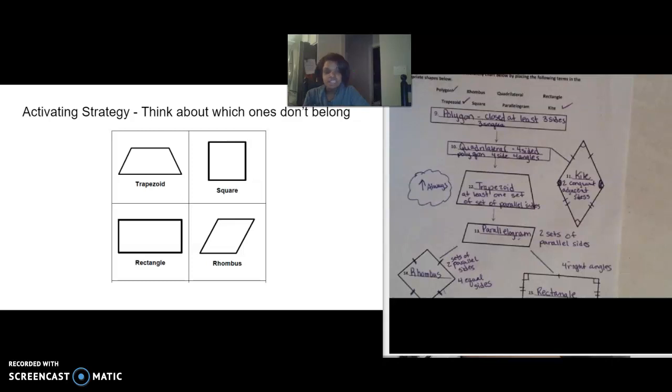Guys, we're talking again about 2D figures. So here's our activating strategy for the day. Go ahead and pause me, and then I will explain a couple of different ways that we could classify quadrilaterals.